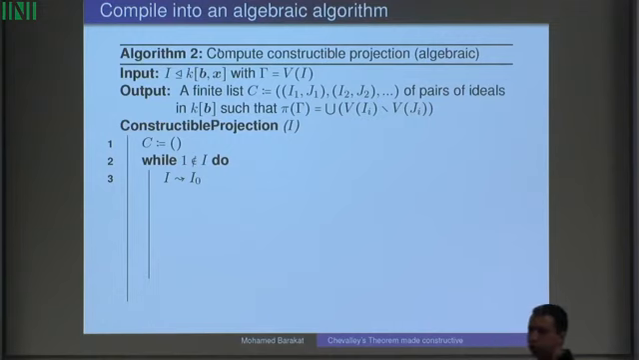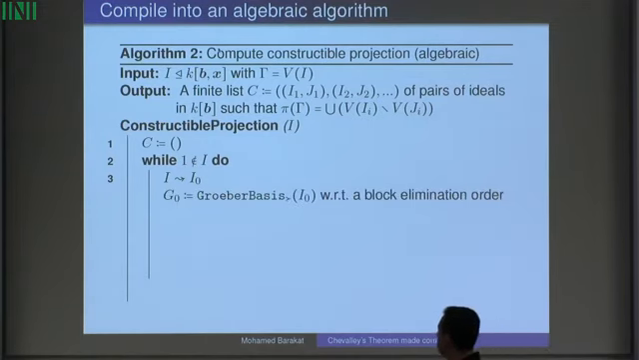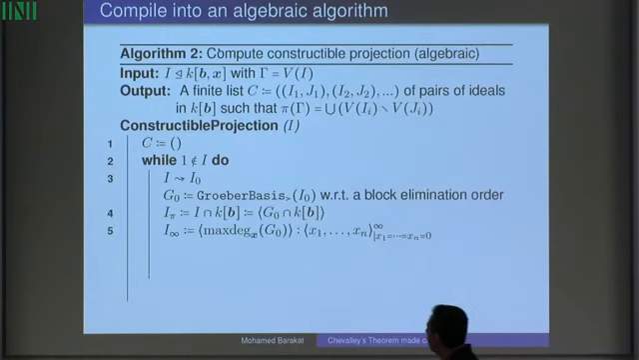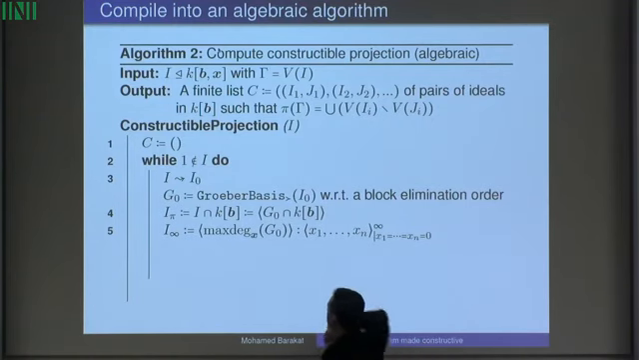Pass from I to I0. This is the passage from gamma to gamma 0. Compute a Gröbner basis. This is the closure of the projection of gamma 0 with respect to block elimination order. This is one step. So yes, this is the elimination. This step is the closure of the image.